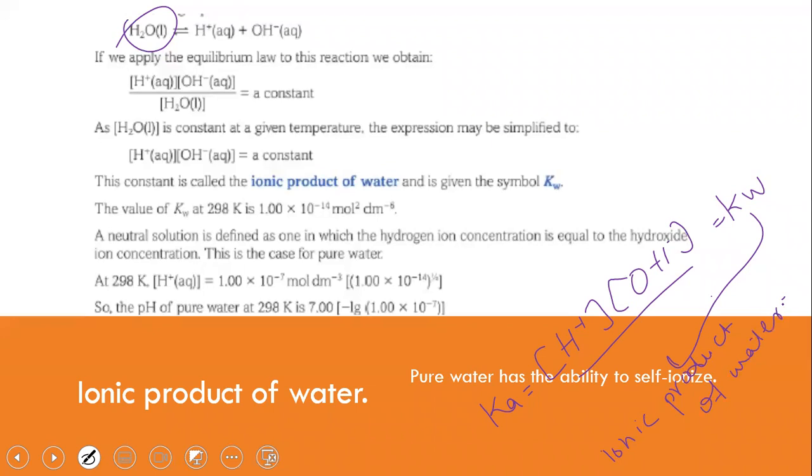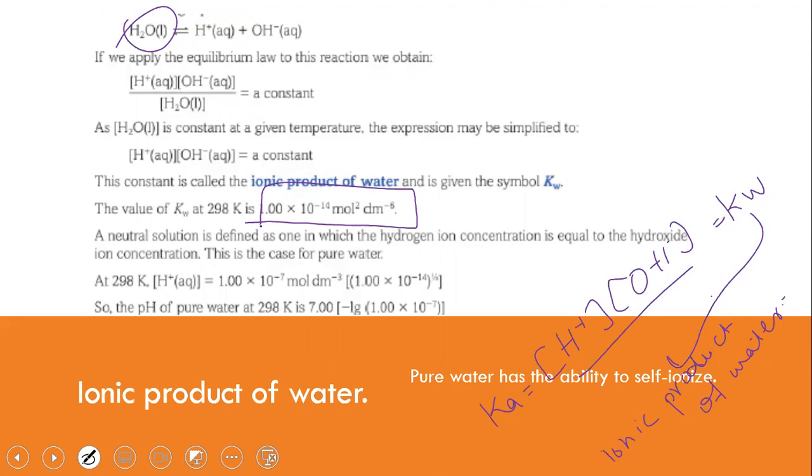The value of the ionic product of water is fixed at 298 kelvins. That's near room temperature, right? So at room temperature, it is going to be fixed. It's going to be 1 into 10 raised to power negative 14, right? So the value of your ionic product of water is fixed. It is 1 into 10 raised to power negative 14, right?